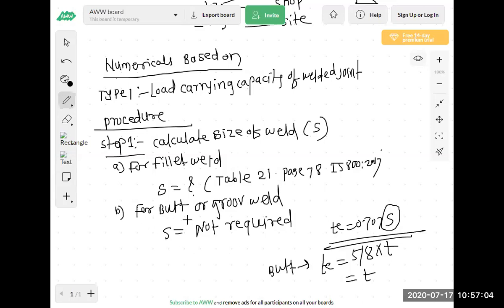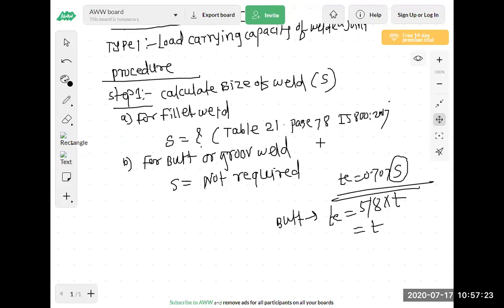Now for the butt weld, size of weld is not required because we are calculating throat thickness by using this formula, 5/8 into T and T. Are you getting? See, this is very important. Okay, so now we will move to the next step.